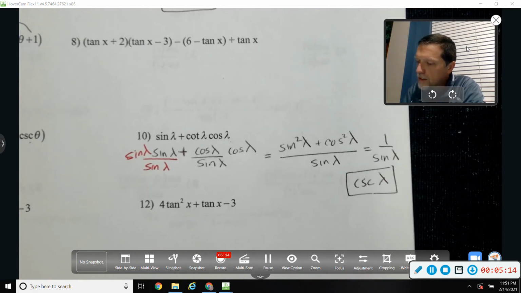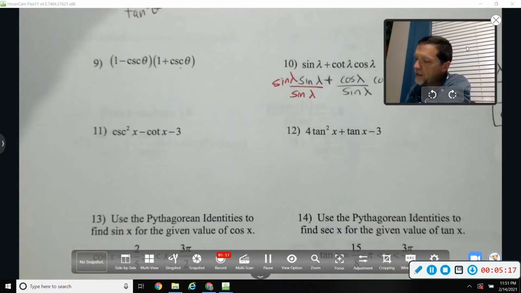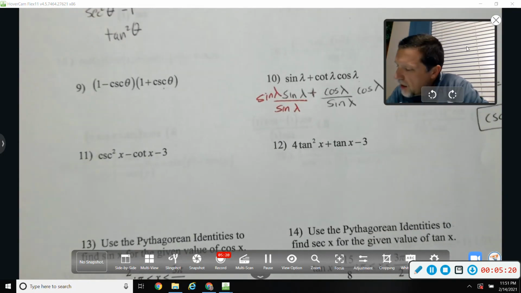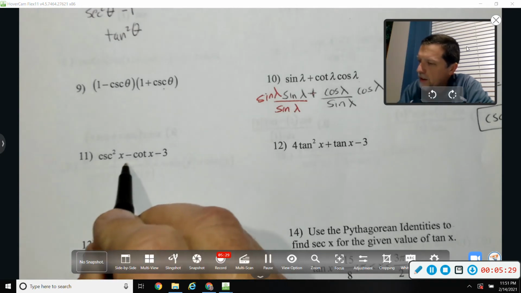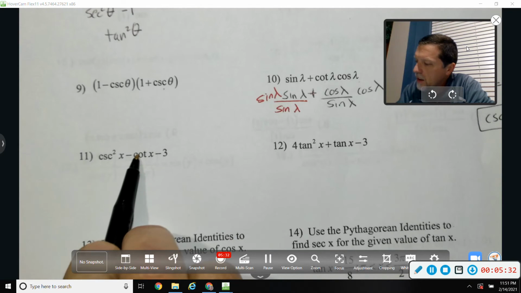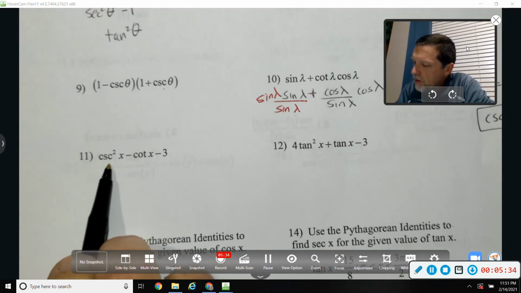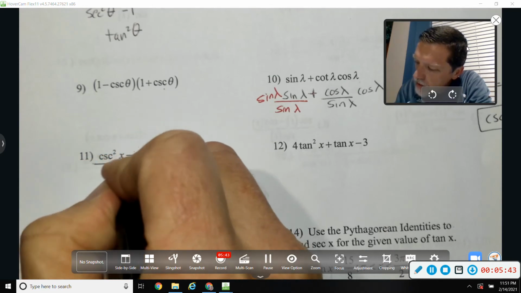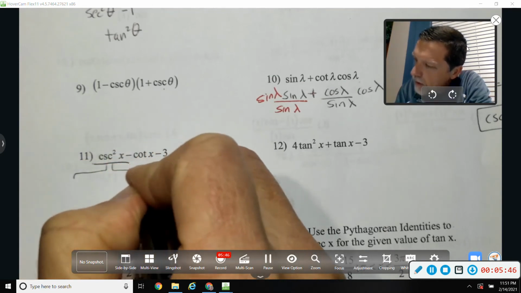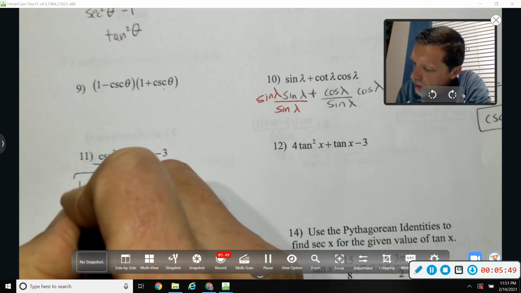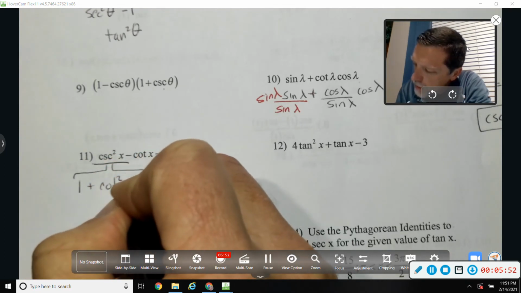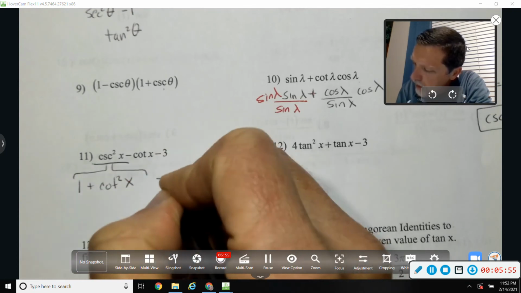Number 11 and 12 look similar, so I'm going to switch back to 11 just to stick with the odds. Cosecant squared minus cotangent. Ooh. Okay, I'm going to need a Pythagorean identity to handle this, I think. Cosecant squared is 1 plus cotangent squared. So in place of cosecant squared, I'm going to put 1 plus cotangent squared. And then everything else stays the same.